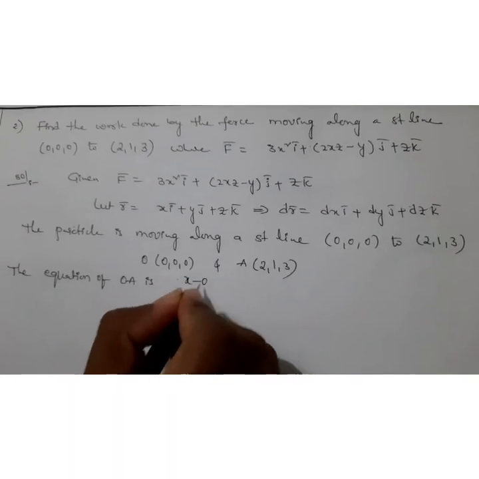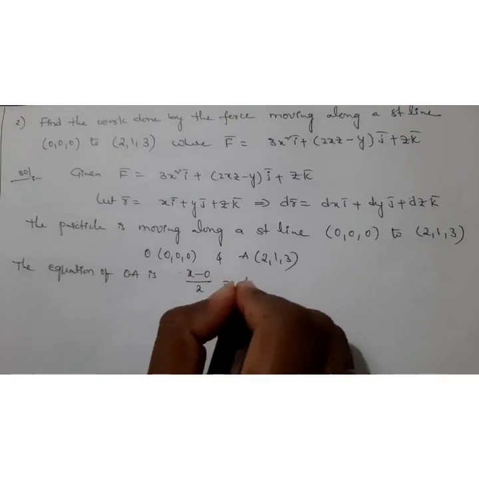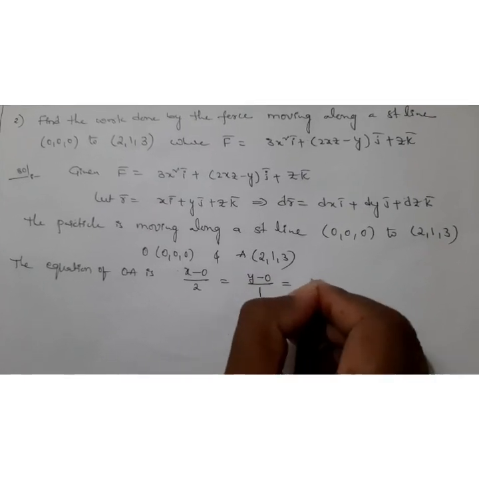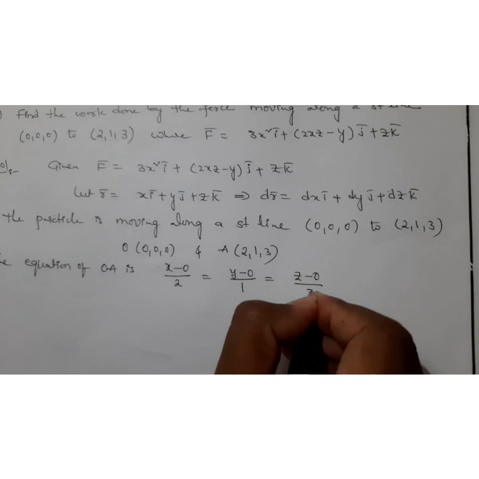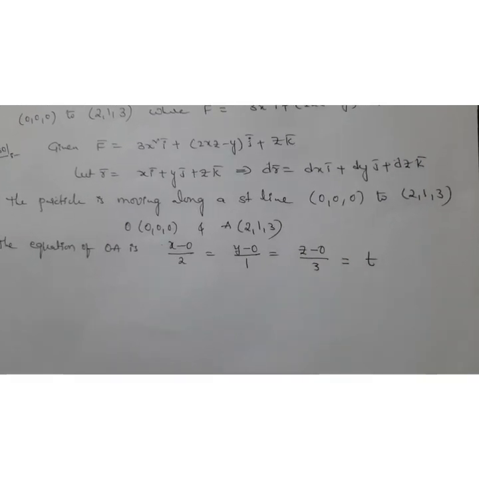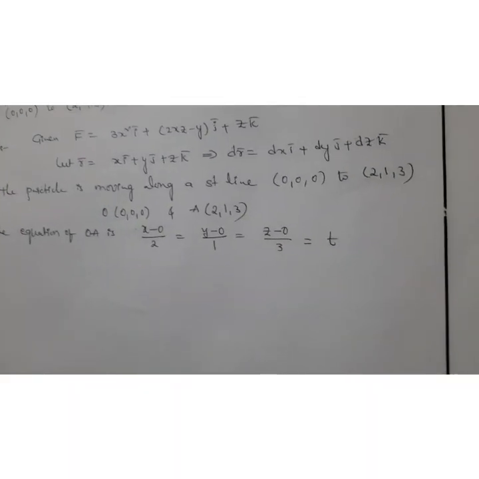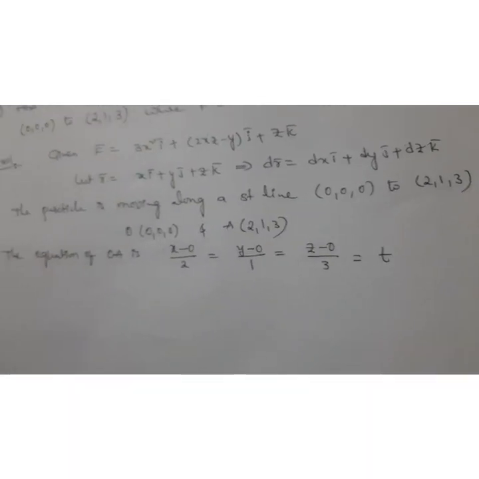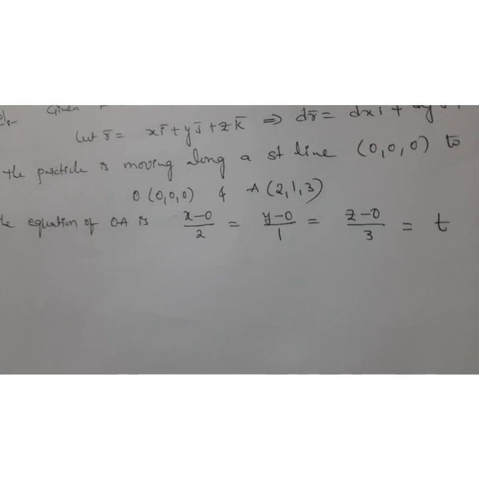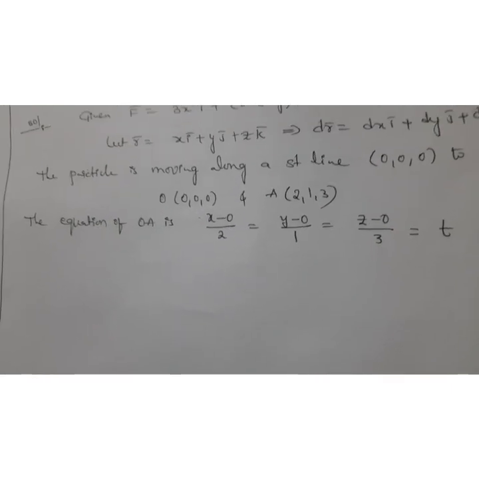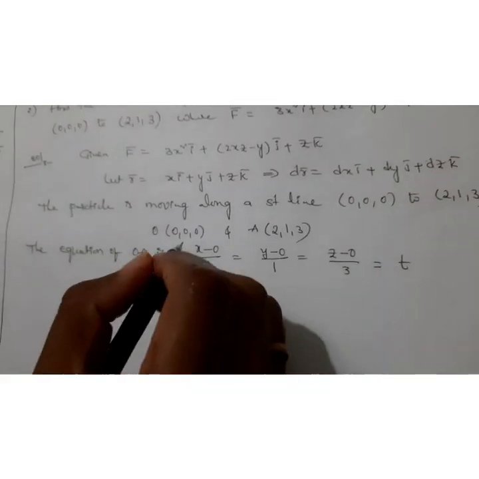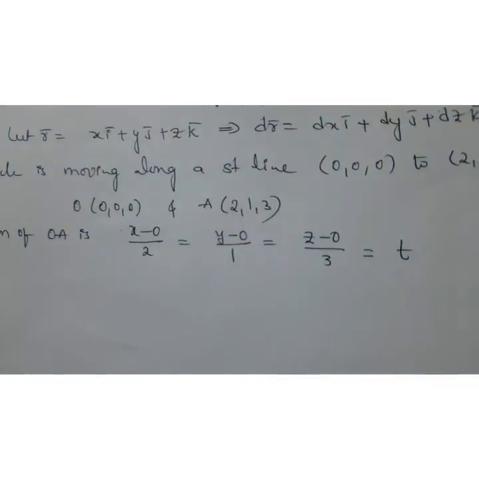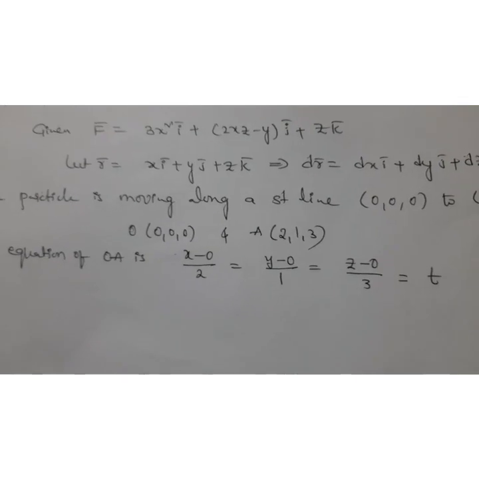(x minus 0) by 2 is equal to (x minus x1) by a, (y minus 0) by 1 is equal to (z minus 0) by 3 is equal to some constant t, say, or we take k also. This is the equation of OA. (x minus x1) by a is equal to (y minus y1) by b is equal to (z minus z1) by c. Here x1, y1, z1 is the point, and a, b, c is the direction.